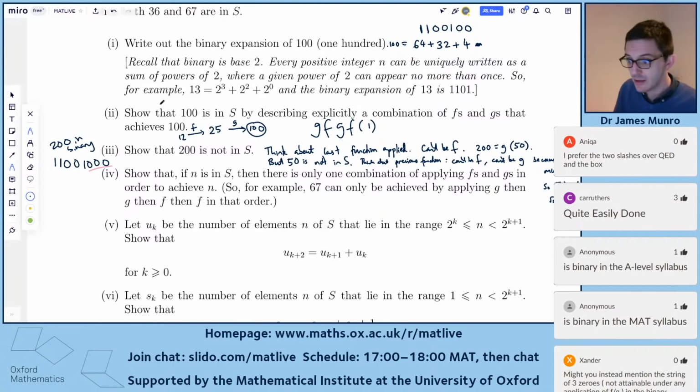Okay. Part 4 caused a lot of problems as well. It's tough. And then 5 and 6 involve some tricky manipulations. I think I want to talk about 4. People say maybe exposing things to 4. Right, show that if a number's in S, there's only one combination of applying F's and G's. We've actually had most of the idea already.